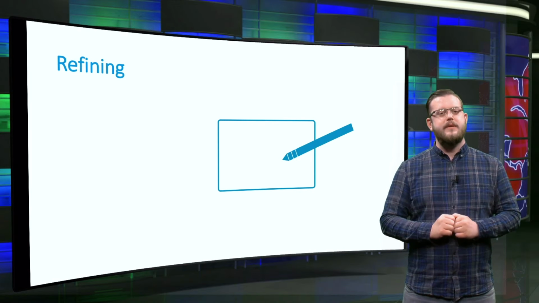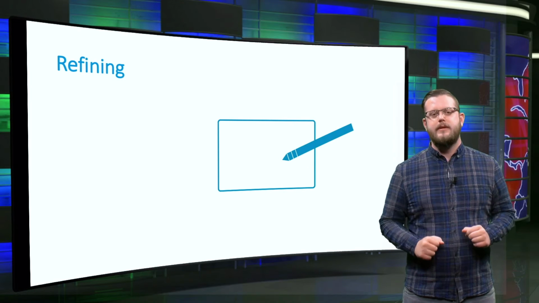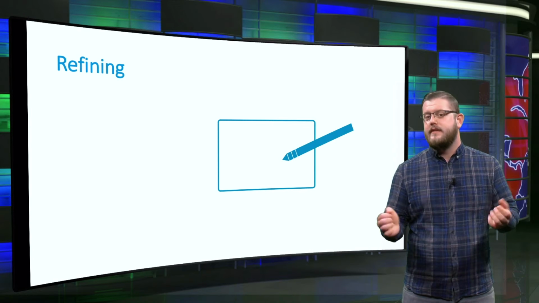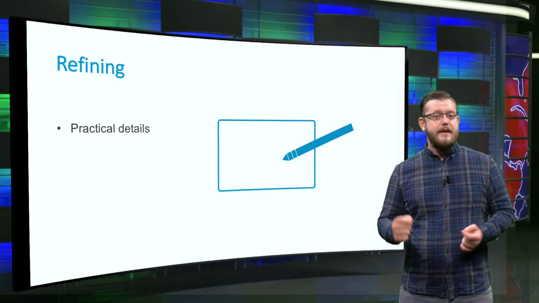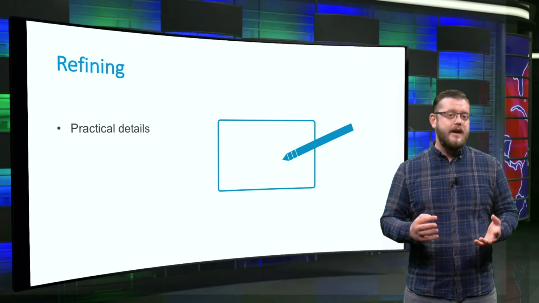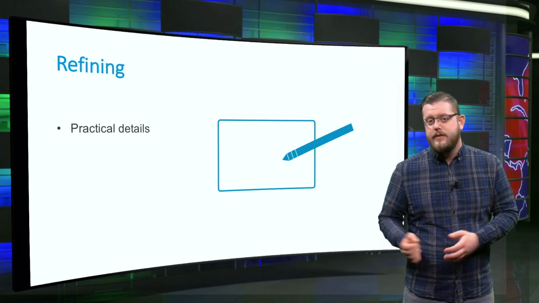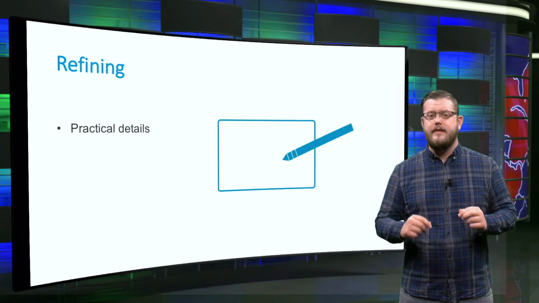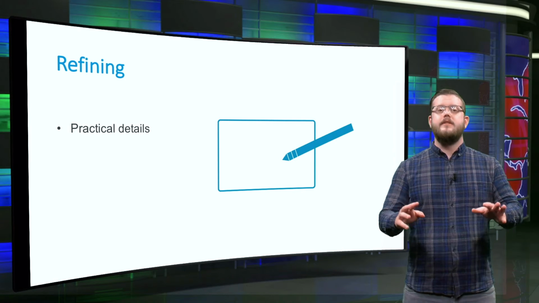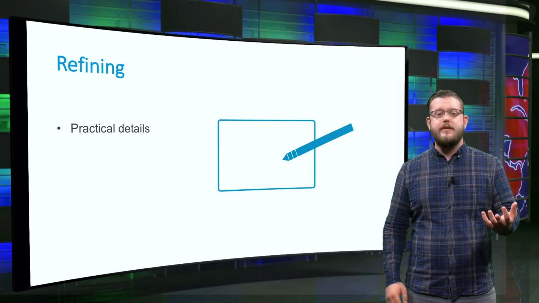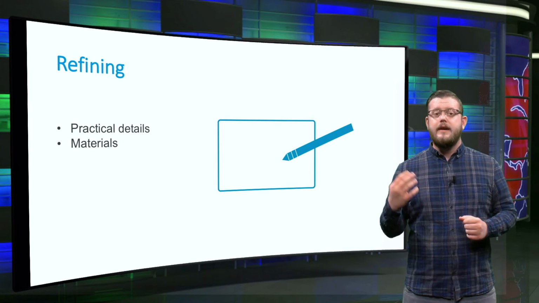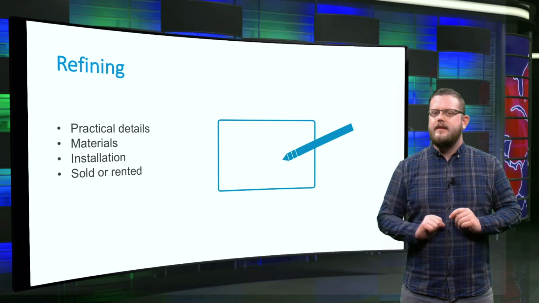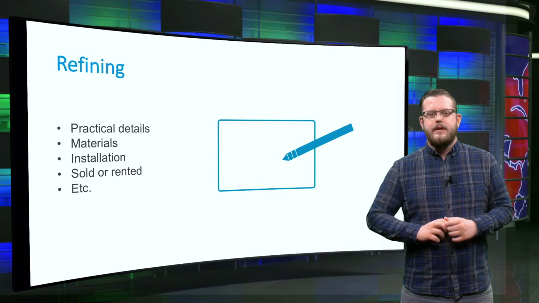Once a concept is chosen, the actual design needs to be refined and fleshed out. The designers must address practical details, like, for example, deciding exactly what data is gathered, what kind of encryption will be used, how the system will be maintained, and what is the plan in case of a data security breach. Decisions must also be made about what materials will be used to build the hardware, how will it be installed, will it be sold or rented, and many other key details that have to be addressed.